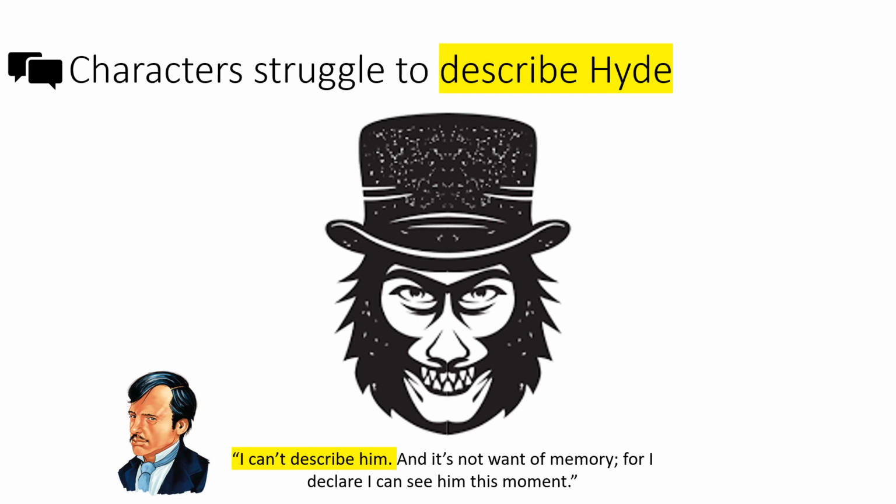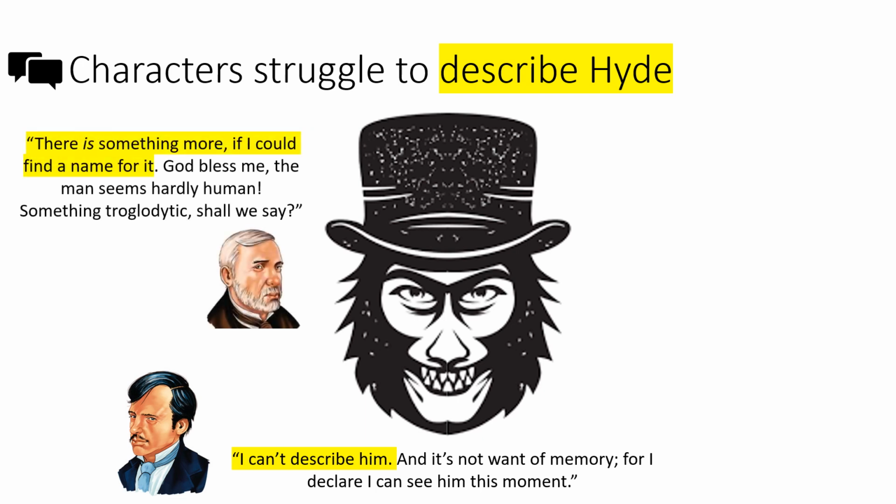This is a really interesting concept, that actually language can only take you so far, and sometimes we have these moments where we can't quite describe how we're feeling. Maybe thinking back to that poem There's a Certain Slant of Light by Emily Dickinson. Sometimes language doesn't quite do what we need it to do. Another character, Utterson, can't quite describe him.